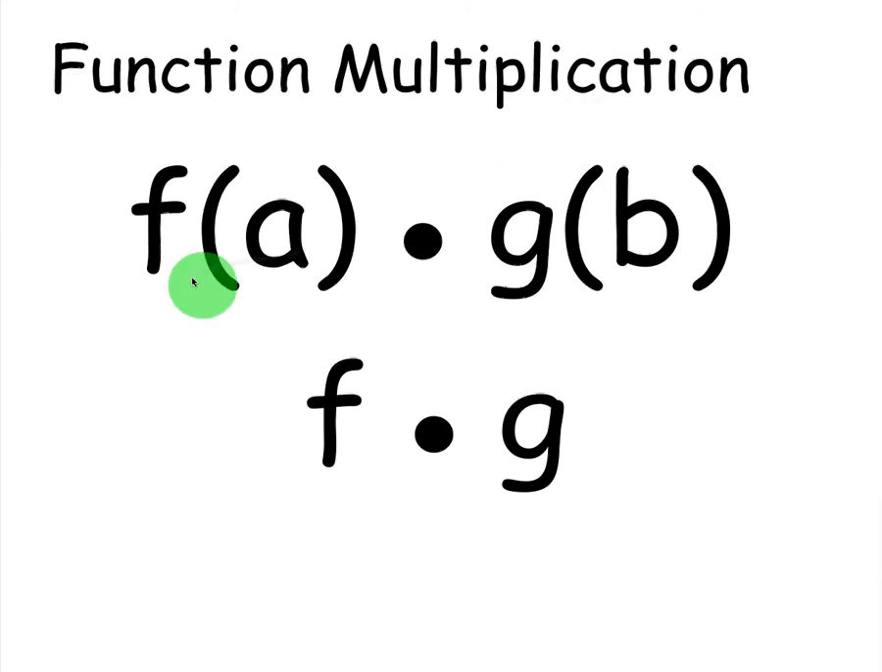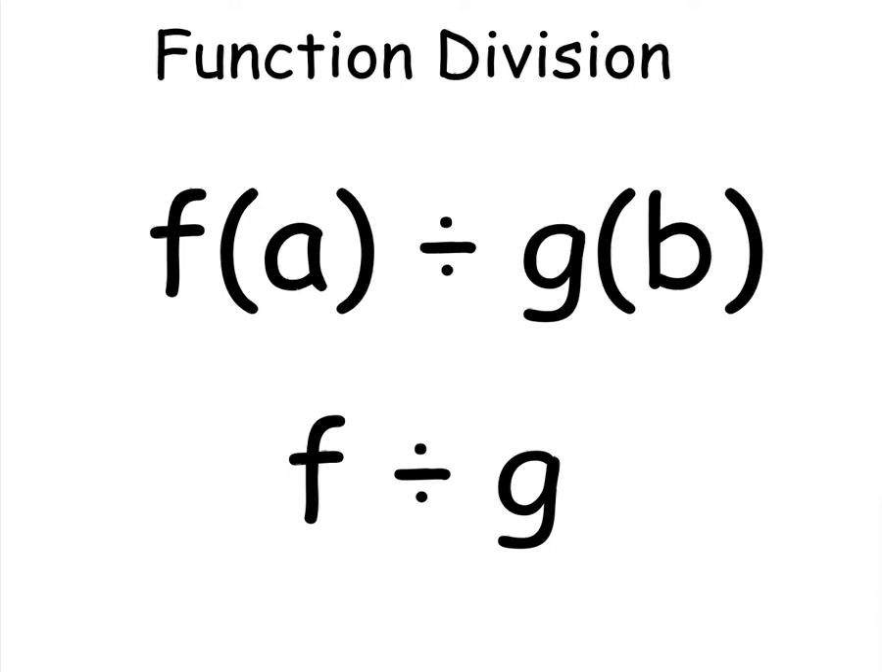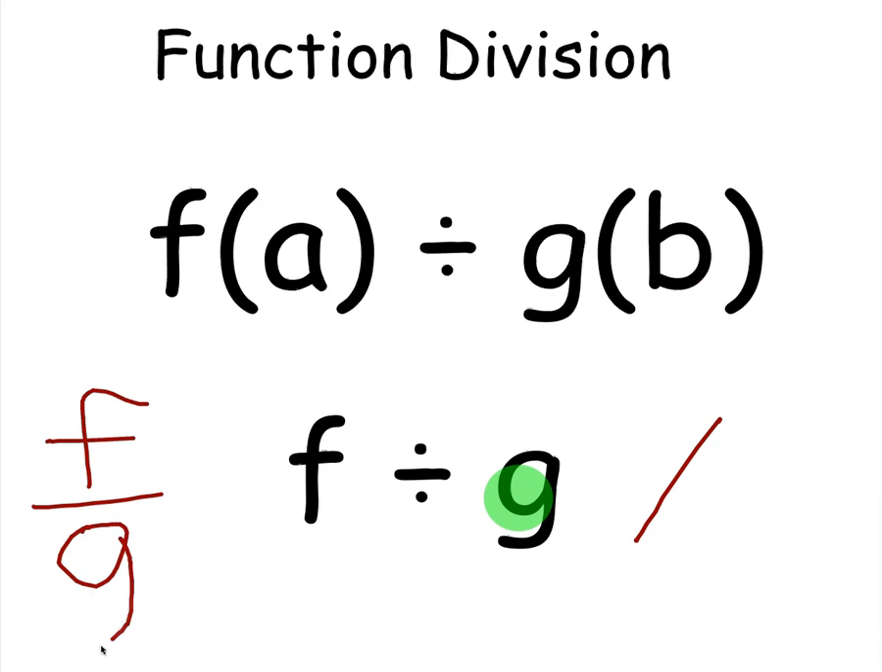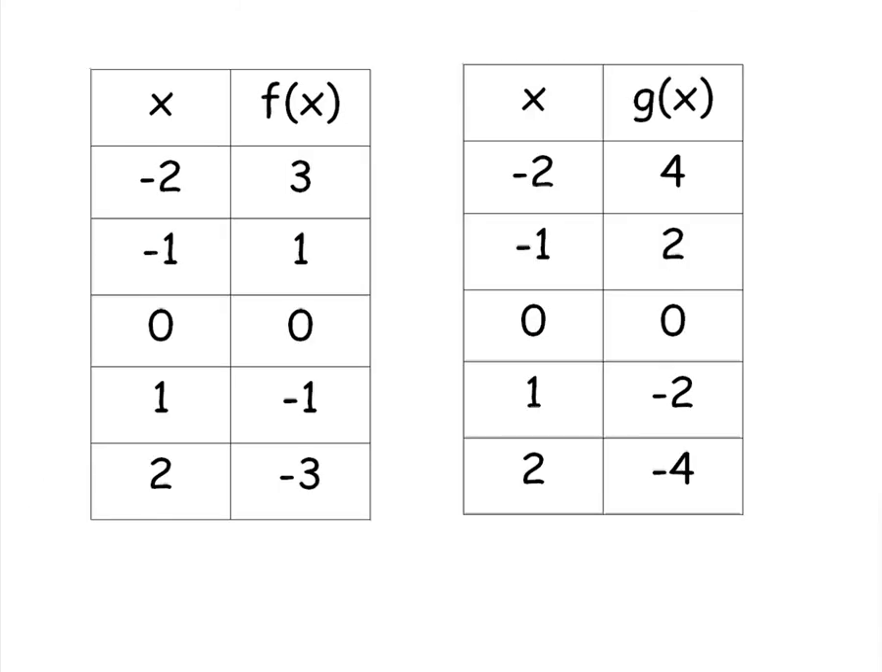Next we have function multiplication. That's when you multiply the y values of two different functions. For example, f times g. And finally, last but not least, we have function division. That's when you divide the y values of, let's say, f divided by the y value of g. Of course, there's other symbols for division. You can have this, or you can have, let's say, f over g, like that. Very simple.